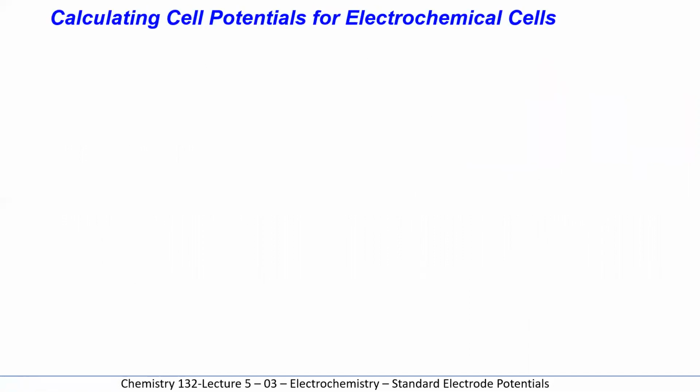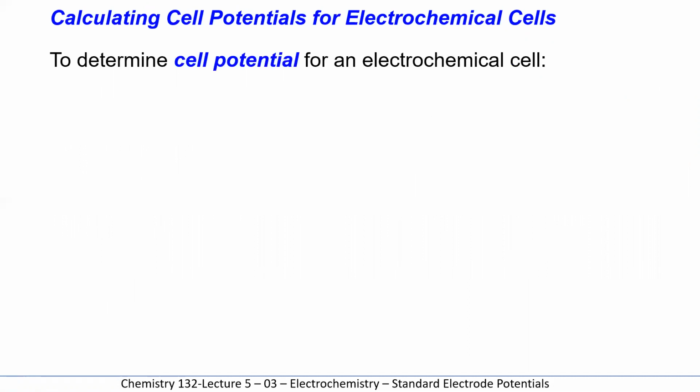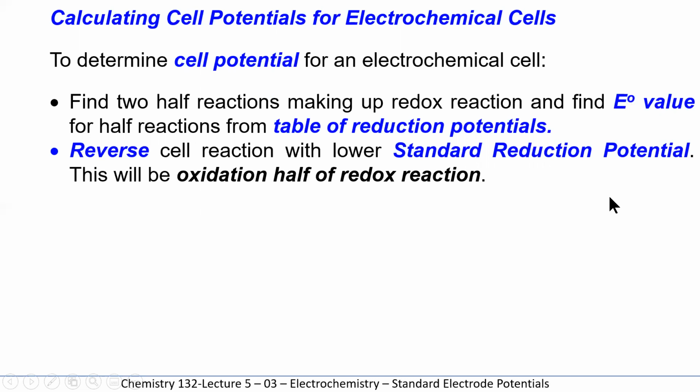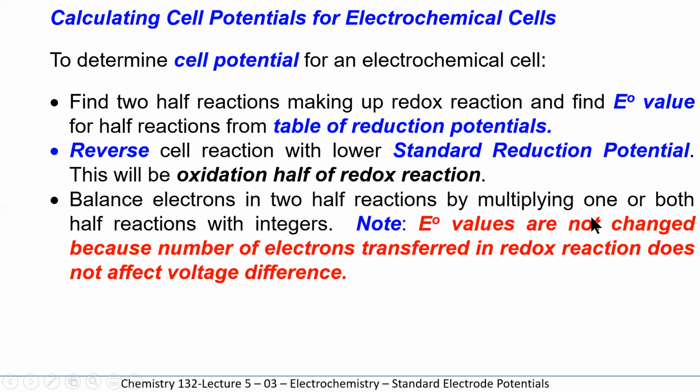So now let's calculate some of these cell potentials for electrochemical cells, fairly basic calculations here. To determine the cell potential for an electrochemical cell, we're going to use tables. We're going to use standard voltage tables, also called E0. And we are going to combine the two to create an overall voltage. And when we do, we're going to ensure that the number of electrons transferred is the same for both the oxidation and the reduction reactions.